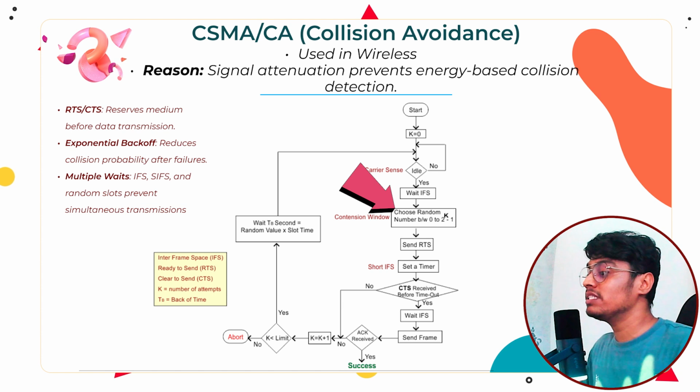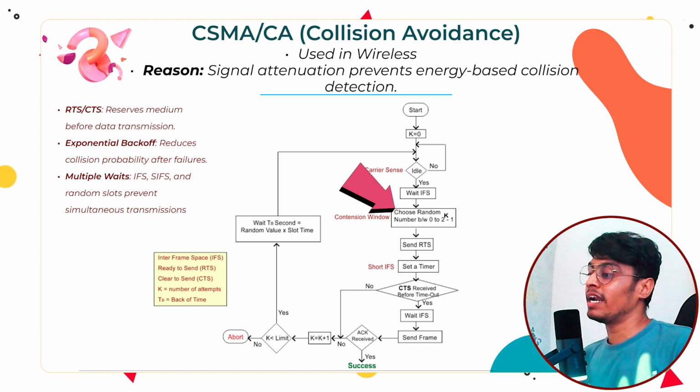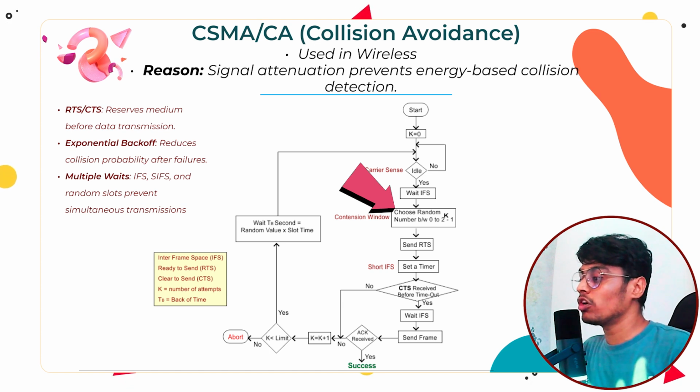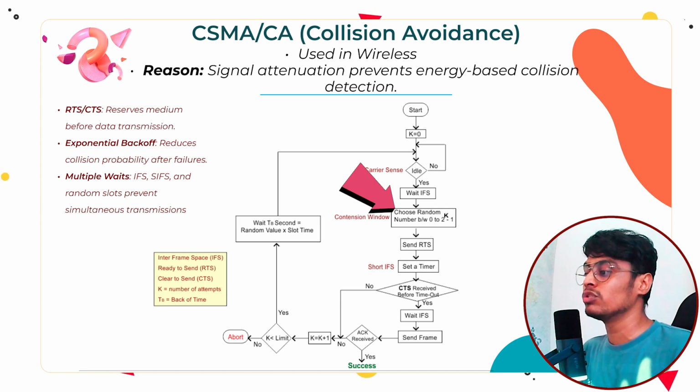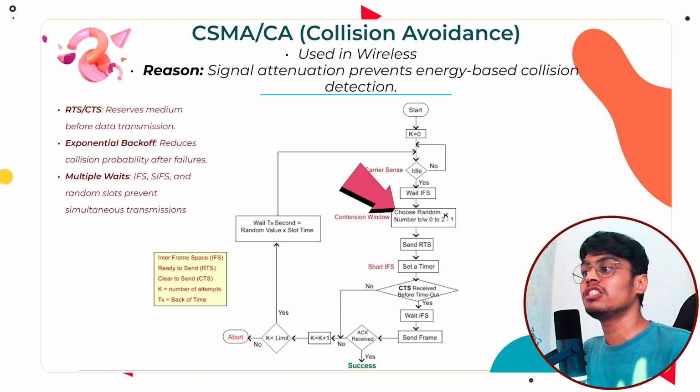Step 5 is slot time wait. The chosen random number represents slots. Each slot has a fixed time duration, let's say 5 seconds per slot. If it chooses 0, it will wait 0 slots, no additional wait. If it chooses 1, it will wait 1 slot, 5 seconds. If it chooses 3, it will wait 3 slots, 15 seconds. This contention window makes the station wait more, reducing the probability of simultaneous transmission.